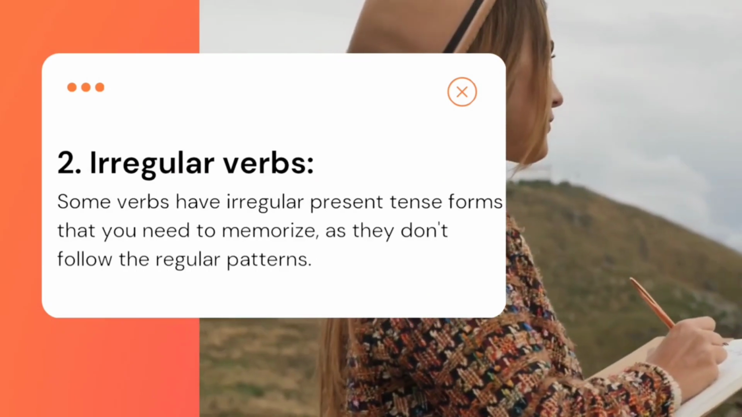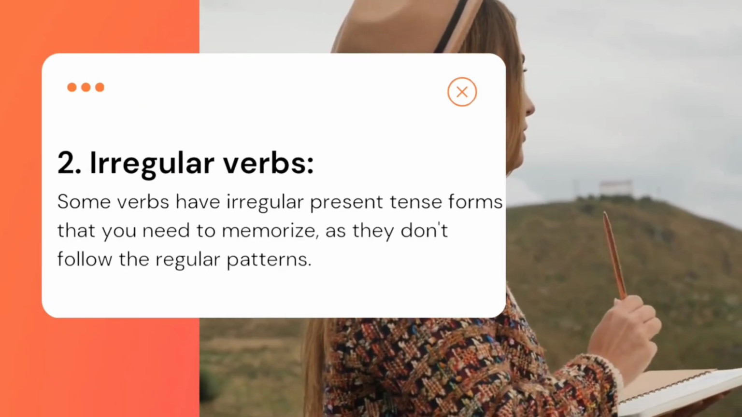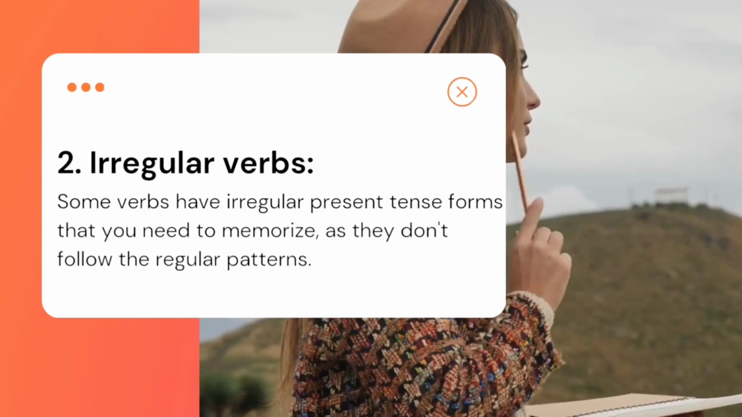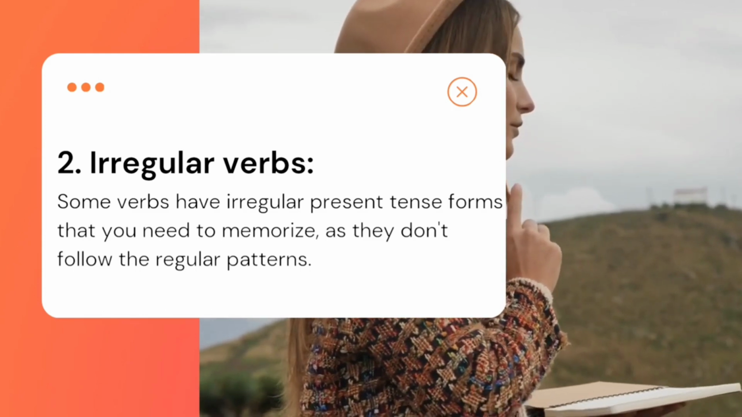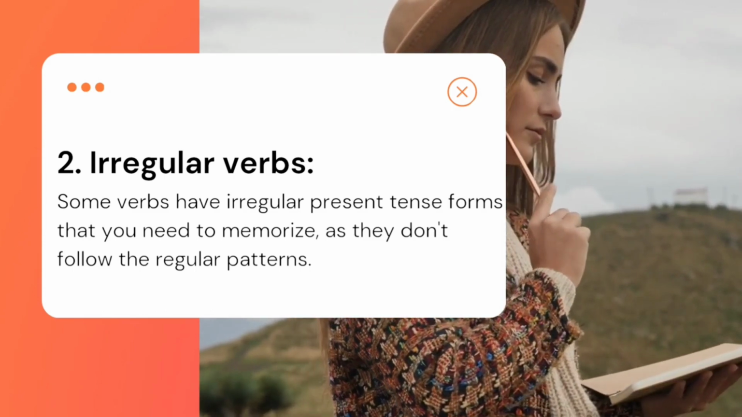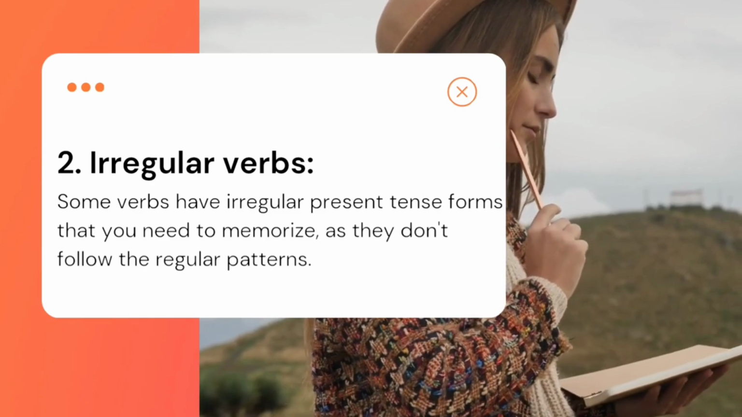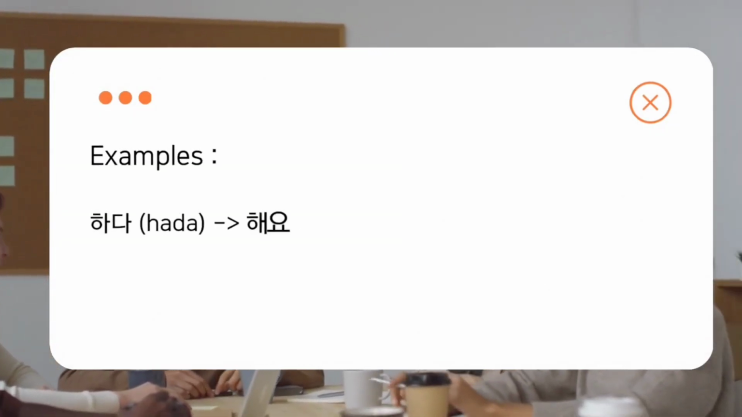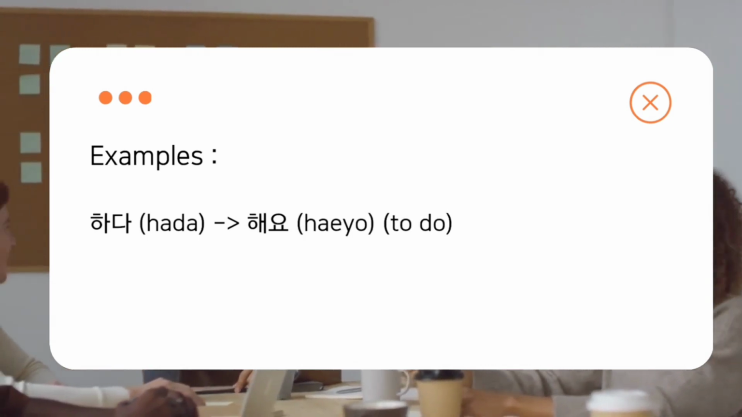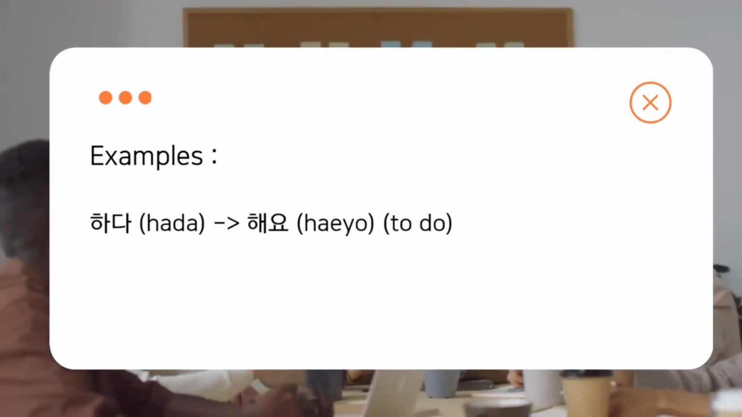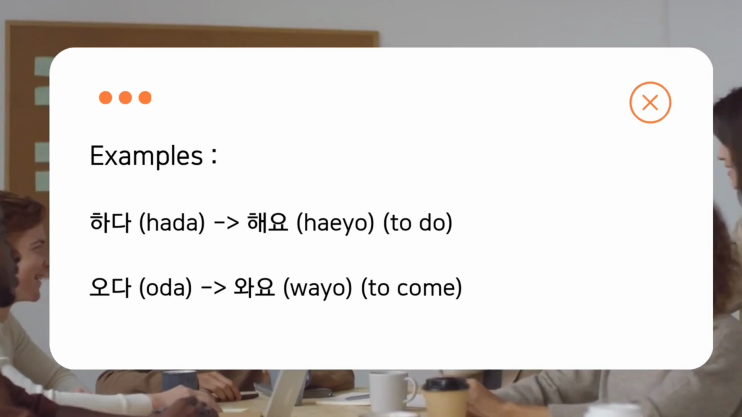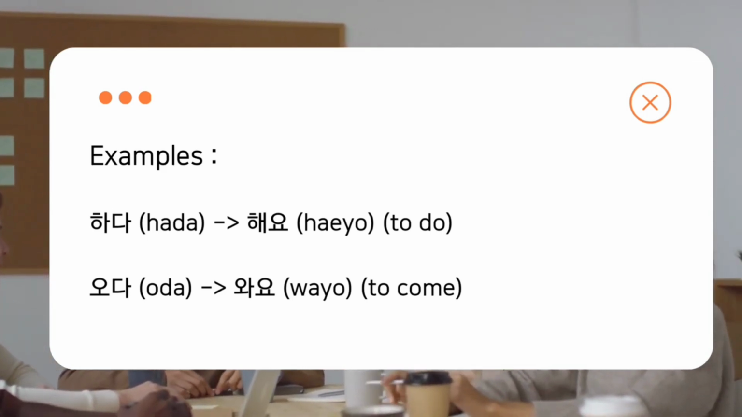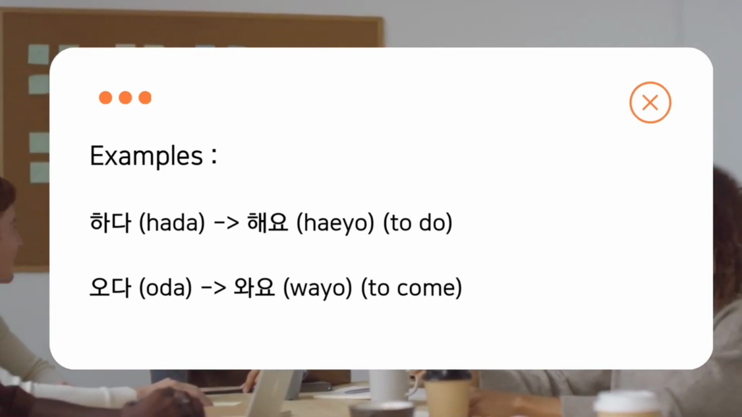2. Irregular verbs. Some verbs have irregular present tense forms that you need to memorize, as they don't follow the regular patterns. Examples. 하다. 해요. To do. 오다. 와요. To come.